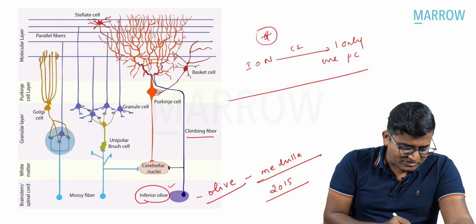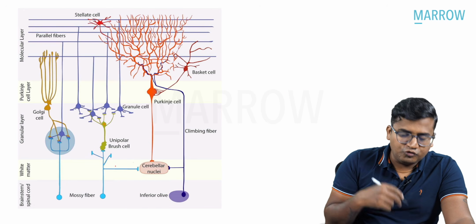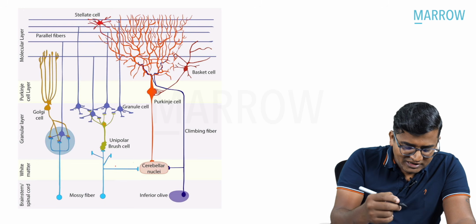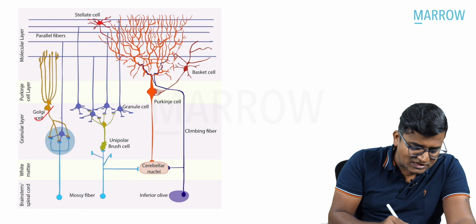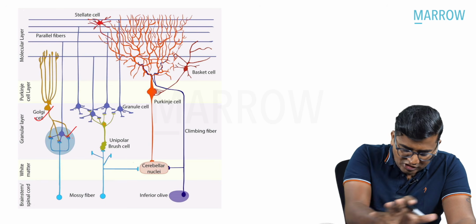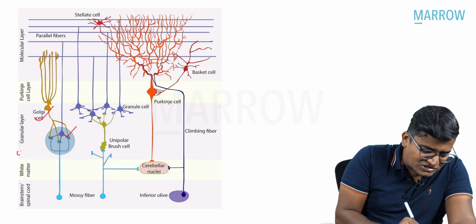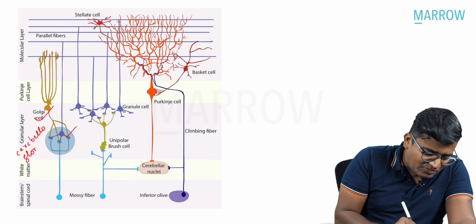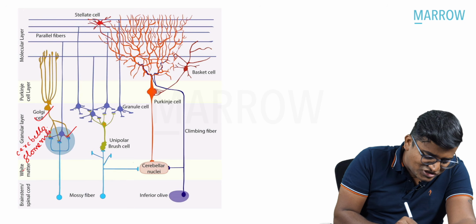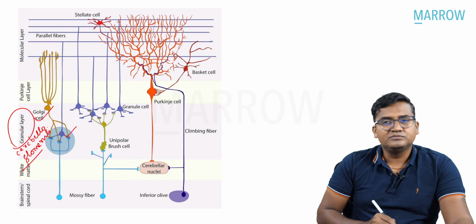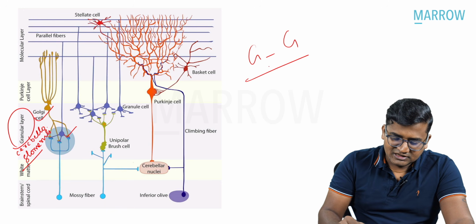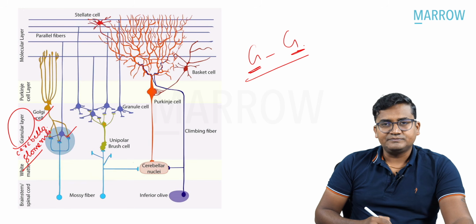Now what about mossy fiber, sir? Mossy fiber divides into 4 to 5 terminals. Each terminal is joining with one granular cell and one Golgi cell. They form one connection here. That connection is called cerebellar glomeruli. This itself is a question. Cerebellar glomeruli is seen in which layer? Granular layer. Go for G. Glomerulus in the granular layer.